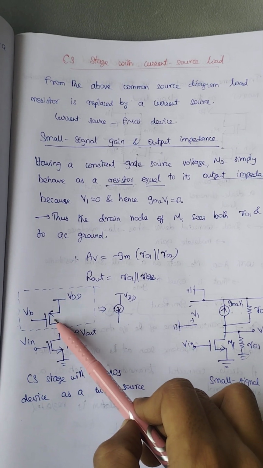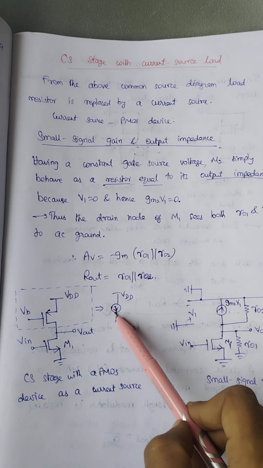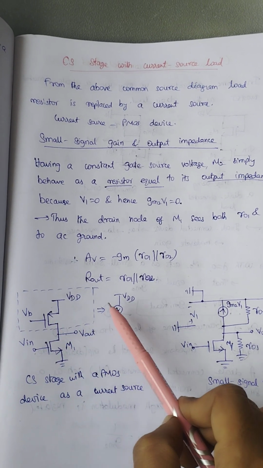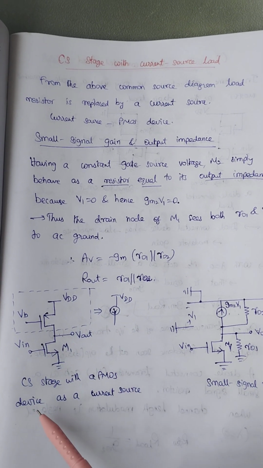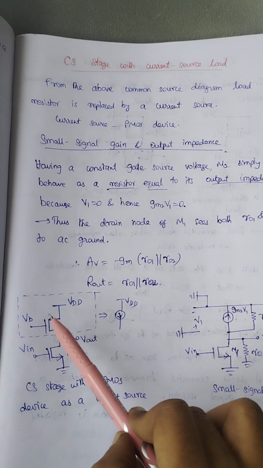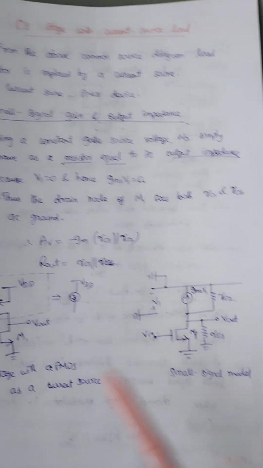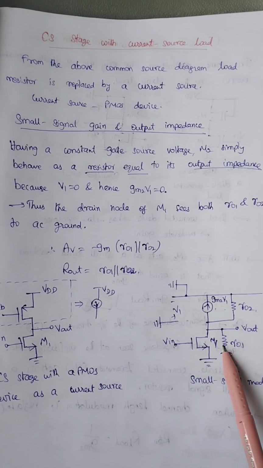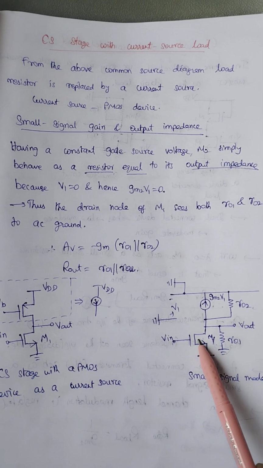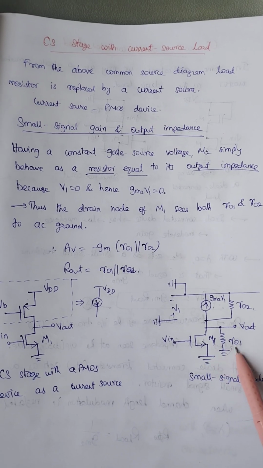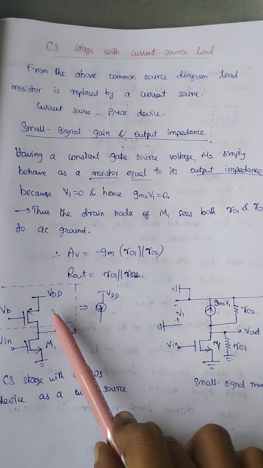This will act as a current source load. The PMOS transistor will act as an equivalent current source. This is nothing but one current source. This is a diagram for common source stage with a PMOS device as a current source. Here the PMOS device acts as a current source, and this is the equivalent small signal model. For the M1 transistor, channel length modulation is considered. If you are considering that, there will be an output resistance RO1 at M1.